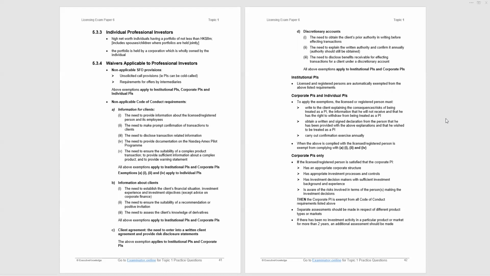They then tell us separate assessments should be made in respect of different product types or markets. With a corporate professional investor, I'll repeat that, you should make separate assessments with regard to different product types and markets. And if there has been no investment activity in a particular product or market for more than 2 years, an additional assessment should be made. Now, this is for corporate PIs, and that has been examined. So please, it may seem a small point, but the examiner considers it important with regard to corporate PIs.